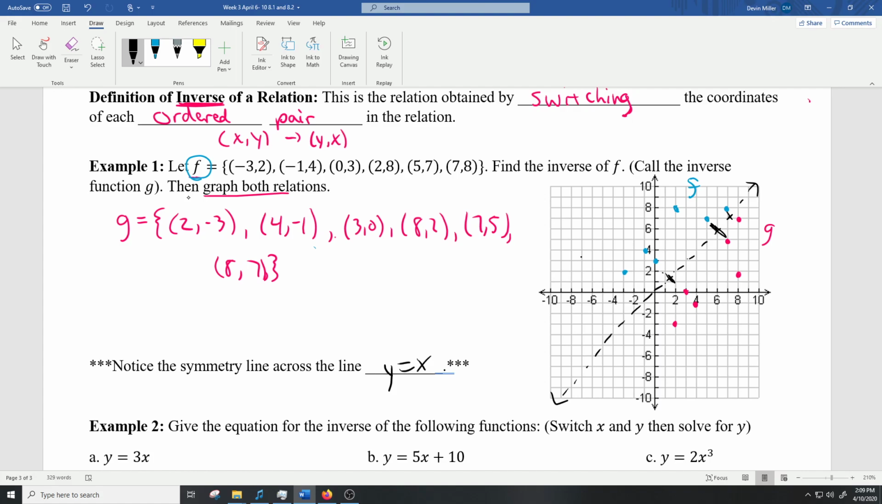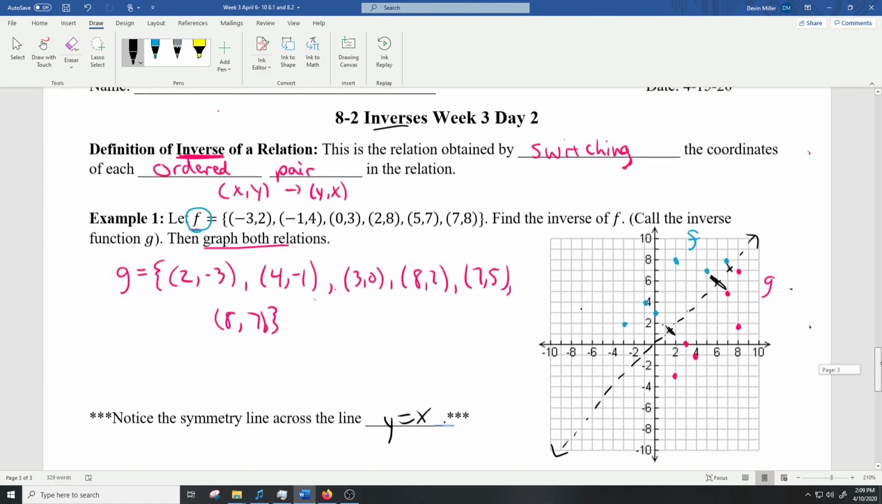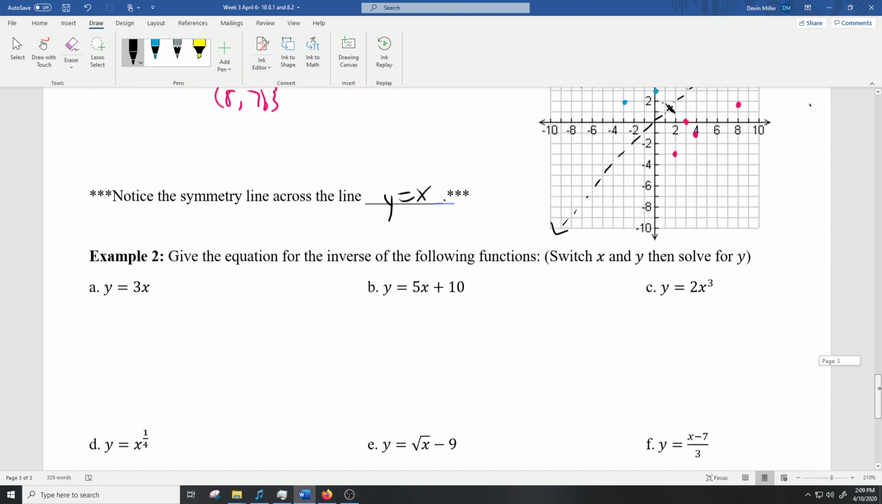So f is the original, and g is the inverse function. That's how you do it with ordered pairs. Now we're going to switch gears and try it with actual equations and functions, not just having ordered pairs, but it's kind of the same idea. If you go up to the definition, it says this is the relation obtained by switching the coordinates of each ordered pair. If we don't have ordered pairs, we can't switch the numbers, but we can switch something else.